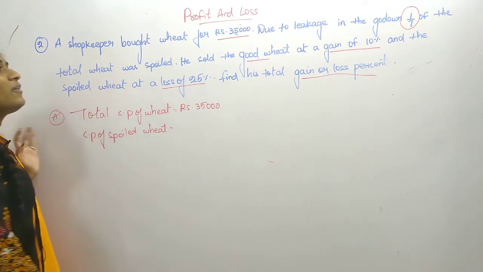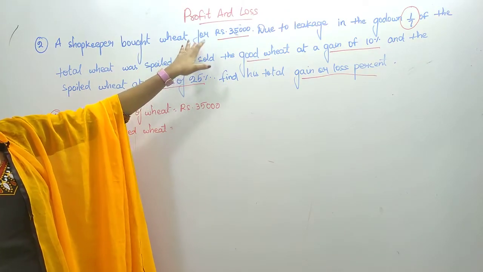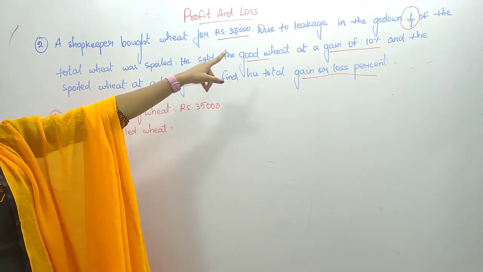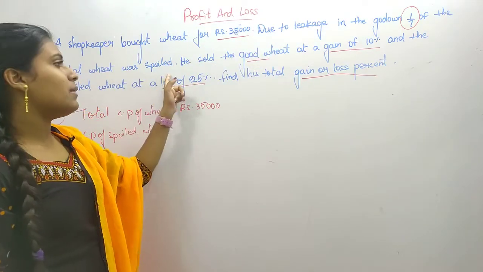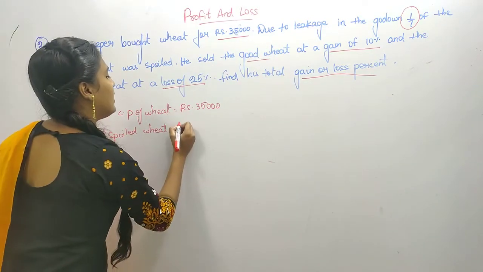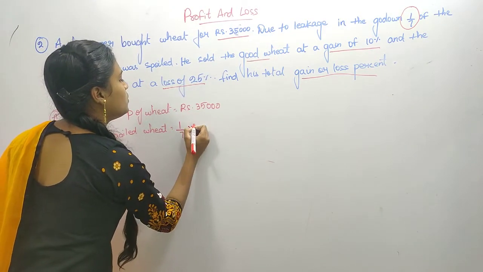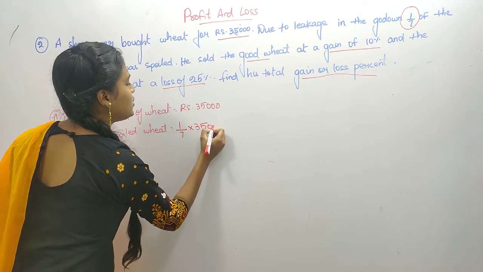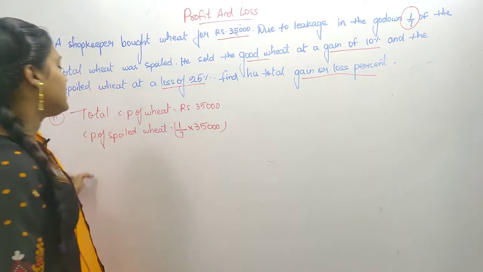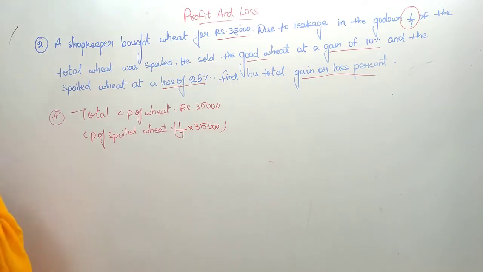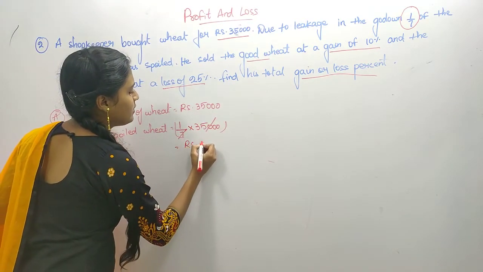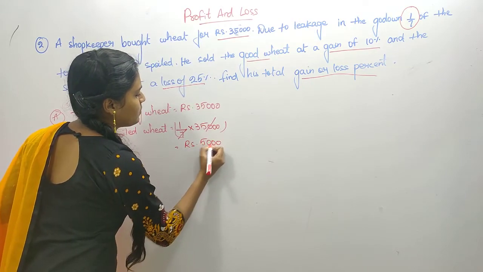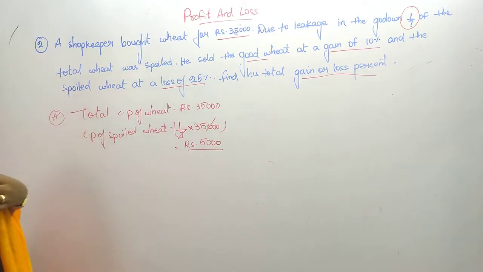Cost price of spoiled wheat is not given in the question. What will we do? In the question it is given that due to the leakage in the godown, 1/7 of the wheat was spoiled. So we take 1/7 into 35,000. We can easily find the cost price of spoiled wheat. By doing the cancellation, the answer will be Rupees 5,000. Okay, spoiled wheat we got.